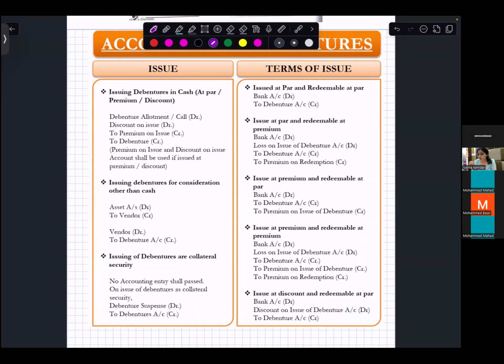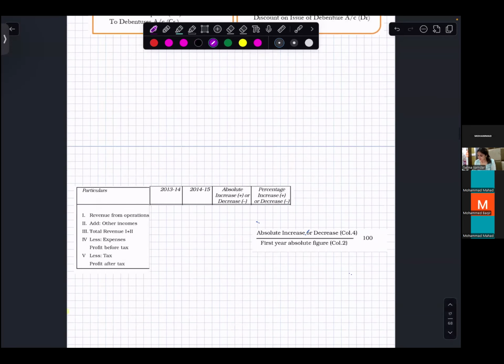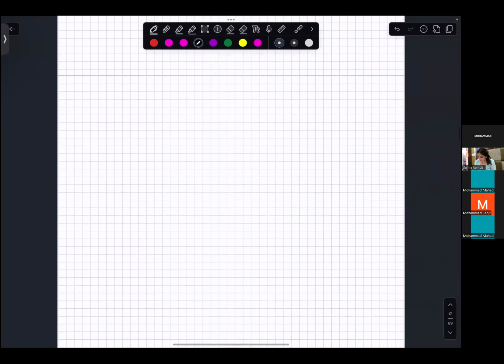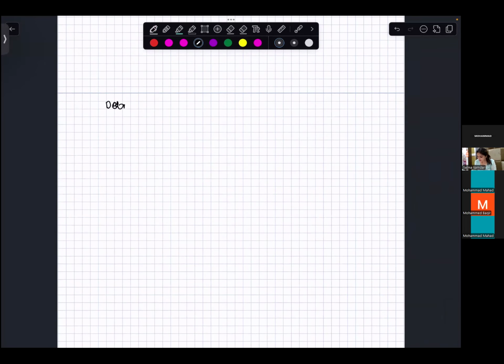We are talking about debentures. Debentures means loan, and whenever I talk about debentures, it is a percentage debenture. We say 9% debentures or 10% debentures and so on. What is a debenture? A debenture is a loan, a liability, and liability is always credit. So whenever you issue debentures, one entry that will definitely be there would be bank account debit to debentures account.